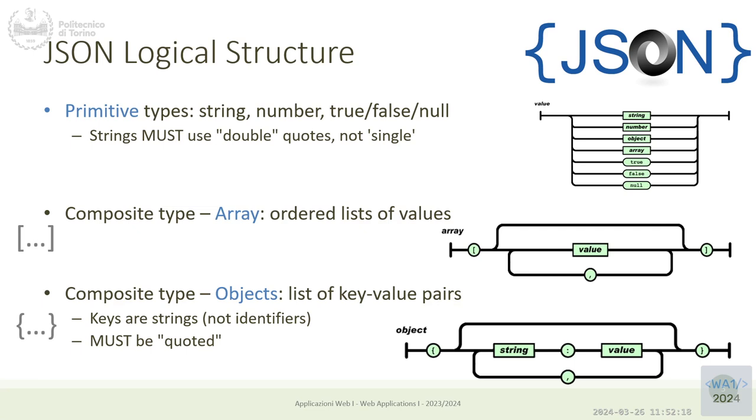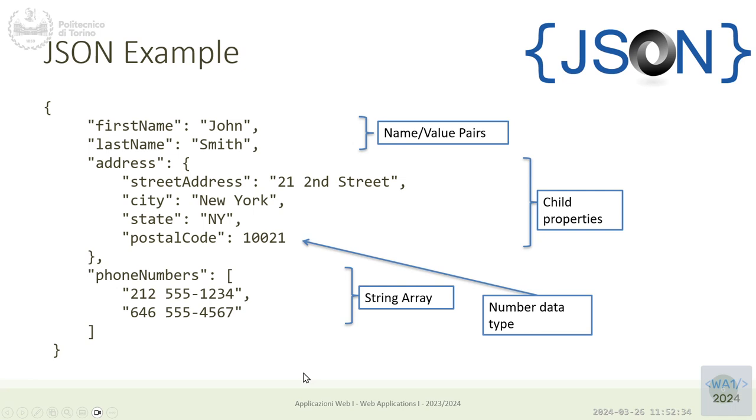And you can organize these numbers and strings in arrays by using square brackets, or in objects by using curly brackets, like you do normally in JavaScript. So this is a valid JSON format. It's basically a text file that uses the JavaScript syntax for representing one object containing 1, 2, 3, 4 properties. These properties are a string, a nested object with three properties of type string, string, string, a number, and another property which is a list, an array, of two strings.